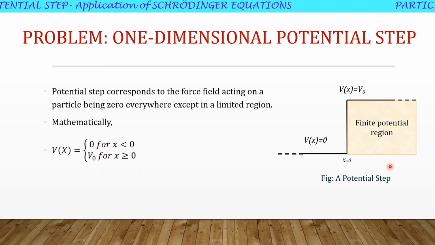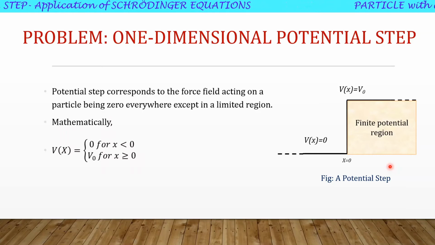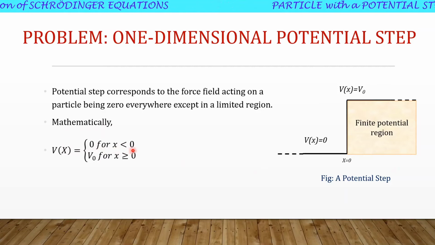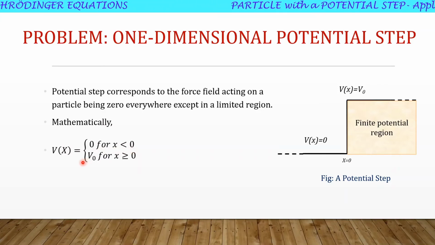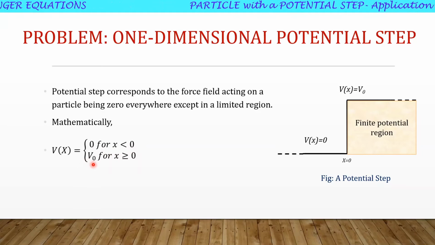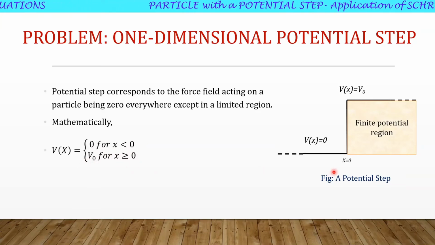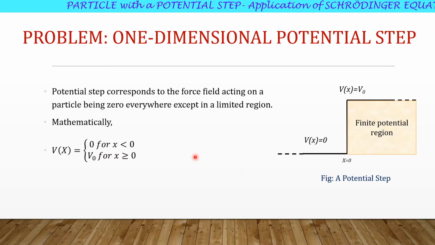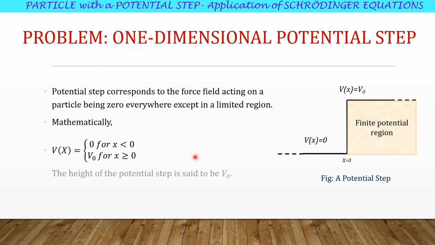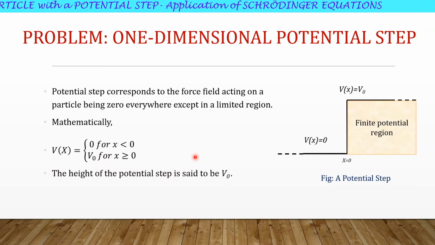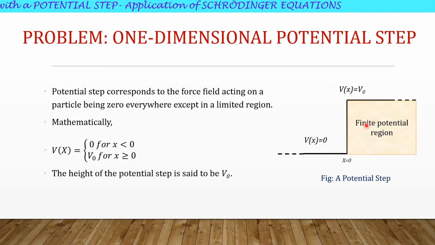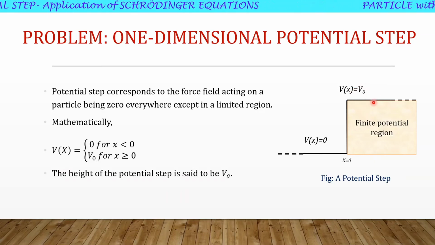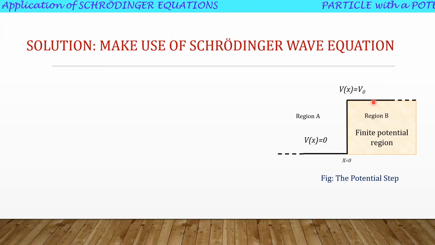Mathematically, this situation can be written as V(x), the potential, which is 0 for x less than or equal to 0, and this potential V(x) is V naught for all positions greater than or equal to 0, right from the figure. Now the height of this potential step will be V naught. Now turn to the solution.